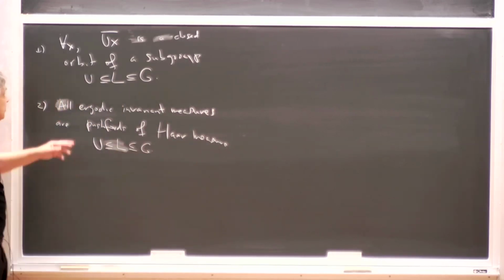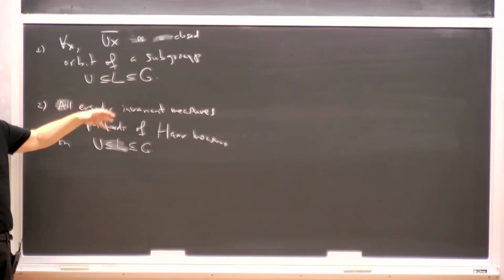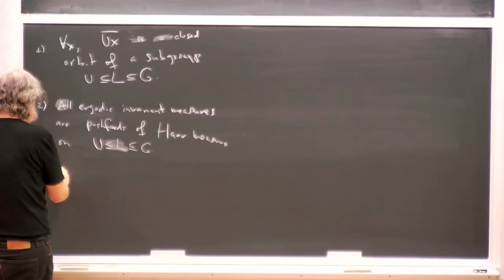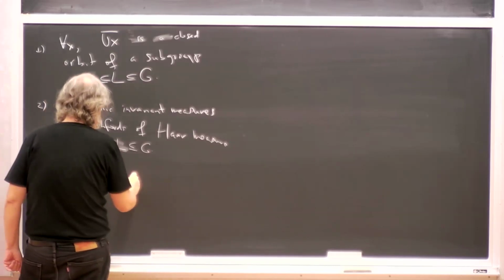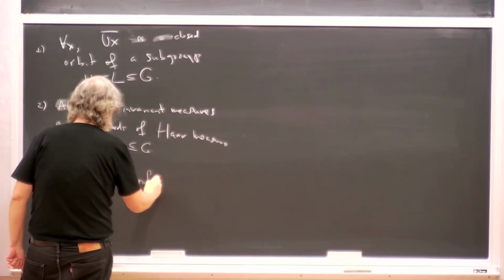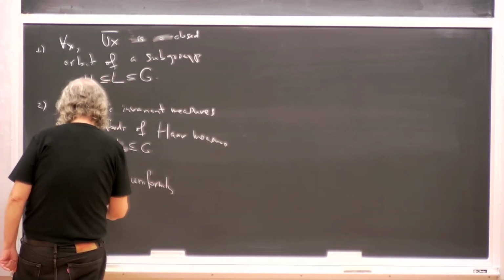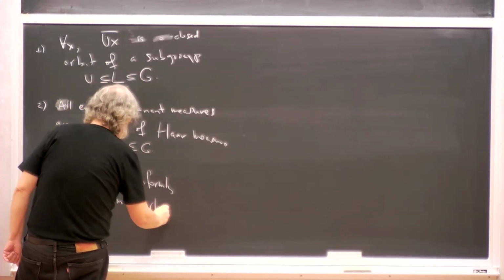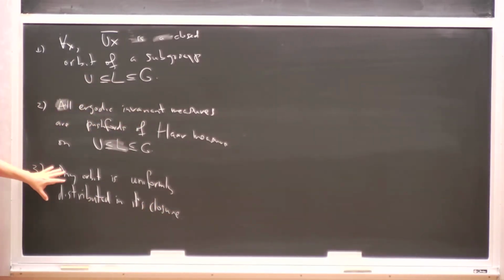So here the closed orbit of subgroup L supports an L invariant measure, and this is saying that all the ergodic invariant measures are of this form. And the third statement, and I'm not going to write it at all, but basically any orbit is uniformly distributed in its closure. So of course, the closure depends on the point, but once you know the closure, then you understand the orbit spreads out evenly.